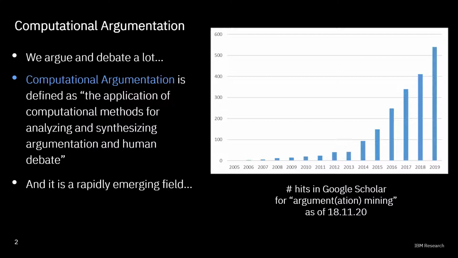For example, as we see in the figure, the number of hits in Google Scholar for argument mining or argumentation mining is rapidly increasing over the years, with more than 500 hits last year and probably more than 600 this year. So this is a lively research discipline that gradually gains more and more attention from the computational linguistics and NLP communities.